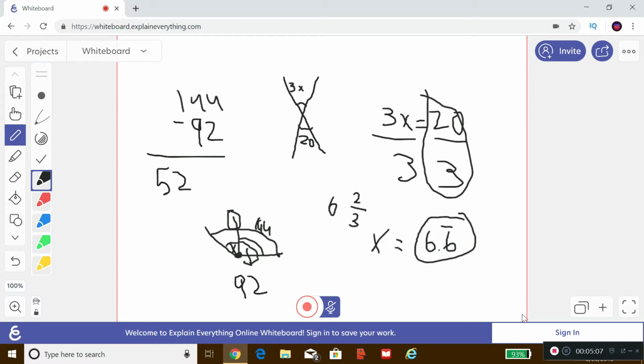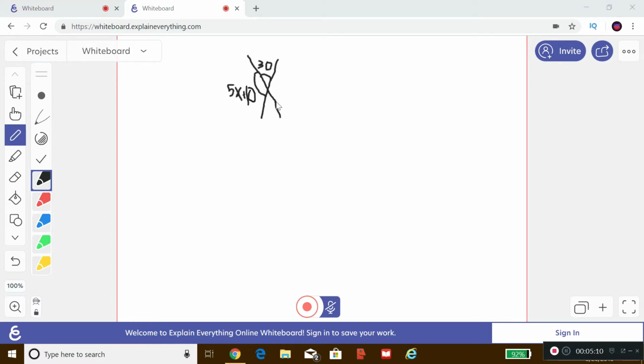So let's go on to a couple more problems. Here I set up a little problem with vertical angles, and we're trying to find x. We know that this one is 30, so this also has to be 30. And we're trying to find the value of x because this is 5x plus 10. If you watched my video on complementary and supplementary angles, then you will know how to do this. If you did not, please go check it out right now. I'll put the link in the description.